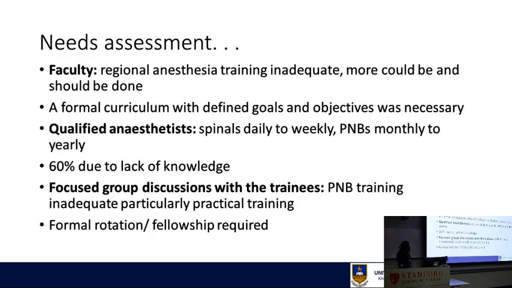The qualified anaesthetists confessed to performing spinals daily and weekly, but peripheral nerve blocks were rarely done, sometimes monthly or even yearly. And 60% of them said this was due to lack of knowledge. Then when we did a focus group discussion with the trainees, they felt that it was particularly inadequate in terms of practical training. They noted that a lot of emphasis was put on theory to be able to answer exam questions, but they weren't getting any practical training. And they all requested a formal rotation or a fellowship.